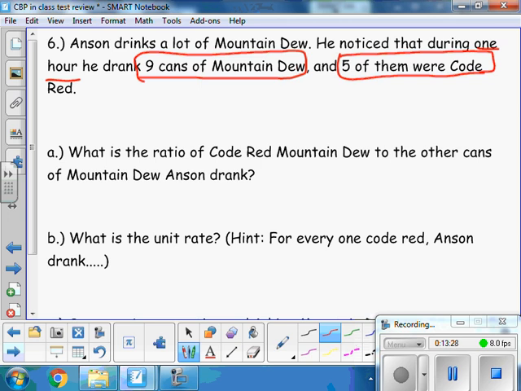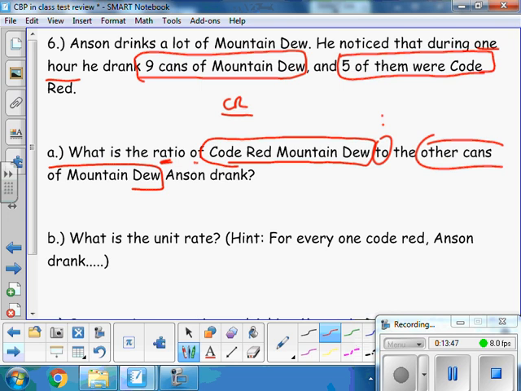Mountain Dew. What is the ratio? Okay, it's a ratio, which is going to look like a fraction. So I'm going to build it now. Start my fraction of code red Mountain Dew. So that's going to be code red to, that's my fraction or my 2 dots, the other cans of Mountain Dew. So that's what's left over. Others.